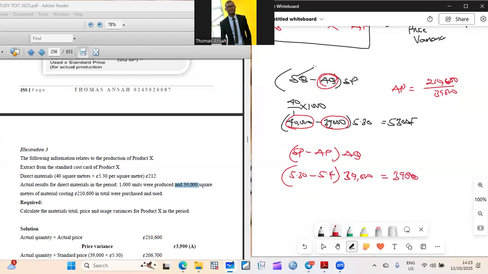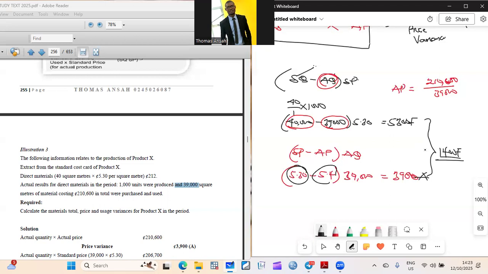So you had a final answer of 3,900. Interpretation of favorable or unfavorable: you wanted to buy something at 5.3. That was your standard, your budget. But at the end of the day, you bought it for more than your budget. So that one becomes an adverse. These two, when you put them together, give you the total material cost variance. So the total material cost variance, how much is that? 1,004 favorable. All right. So that is how we go about it.